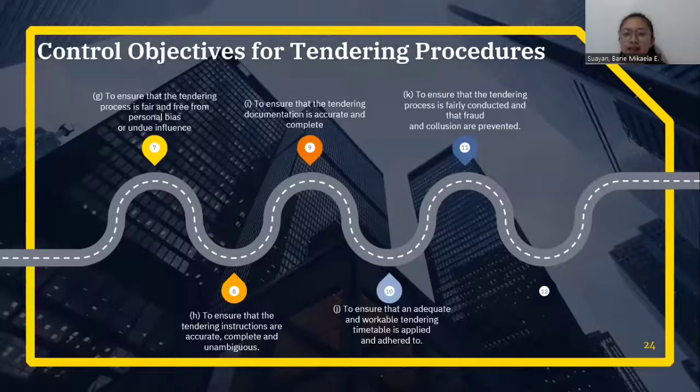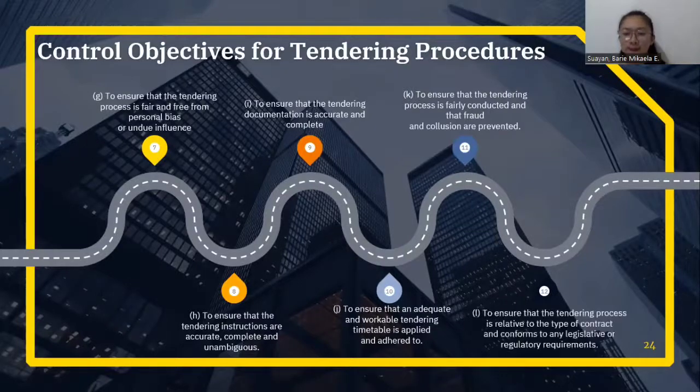To ensure that the tendering process is fairly conducted and that fraud and collusion are prevented. Moving forward, integrity is a must. Being honest and having strong moral principles, it is important as it will show fairly and clear intention and it would prevent fraud and collusion.